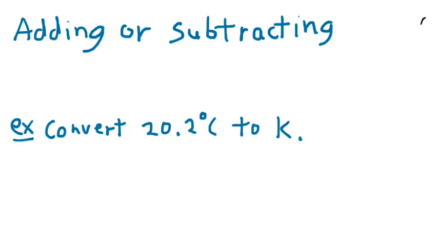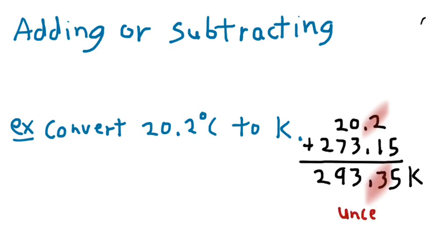This is a sample problem for adding or subtracting with measurements, so using significant figures. Significant figures is the format where the last digit is the estimate. So for example, if we're converting 20.2 degrees Celsius to Kelvin, the way you convert Celsius to Kelvin is to add 273.15. So I'll go ahead and show that addition.